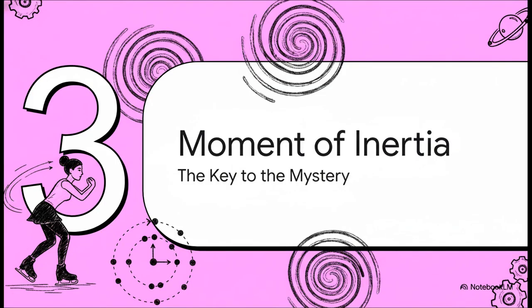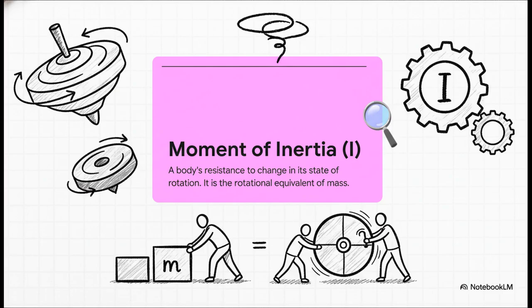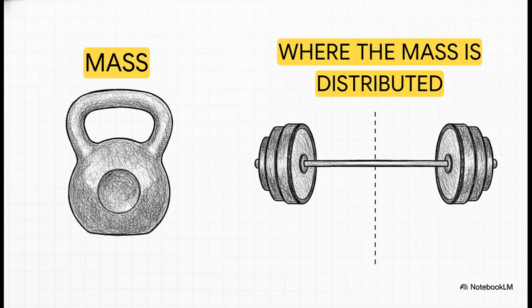So, what on earth is this moment of inertia? I promise, if you can get your head around this one idea, the whole skater mystery just clicks into place. Well, to put it simply, it's how much an object fights back when you try to spin it. Just like mass tells you how hard it is to push something, moment of inertia tells you how hard it is to twist it. But, and this is the crucial part, it's not just about how heavy something is. Unlike mass, which is just a number, moment of inertia depends completely on an object's shape. Specifically, where all its mass is located compared to the point it's spinning around.